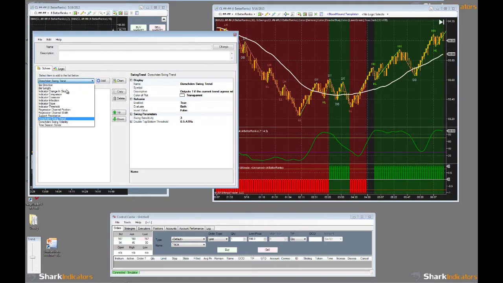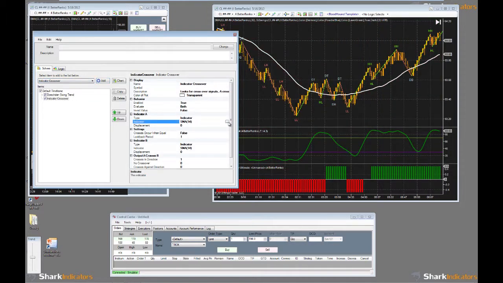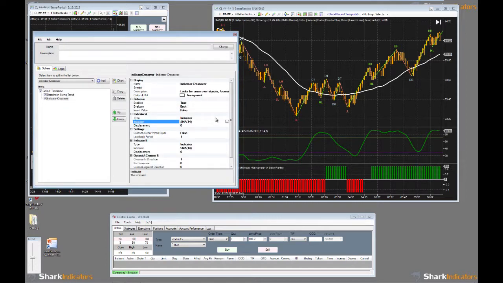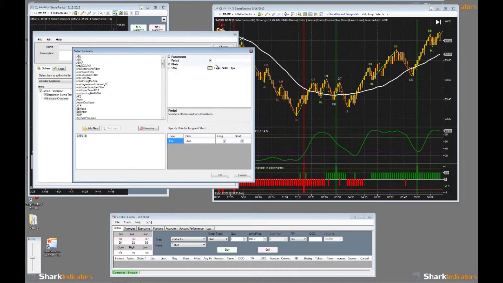Okay, the second piece was the 30 cross. So I'm just going to add basically a crossover as my second piece. And actually what we want to do is compare the closing price against the SMA 30. So if you look on the left hand side, I've got just about every indicator installed on the system available to me. So third-party indicators work just fine. And I'm going to add the 30.